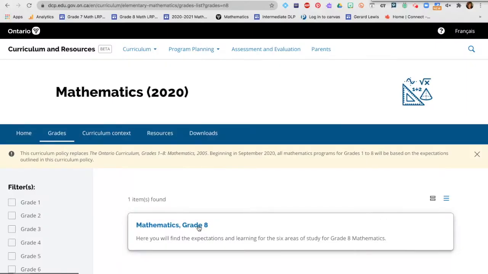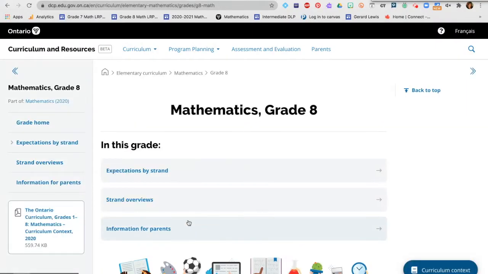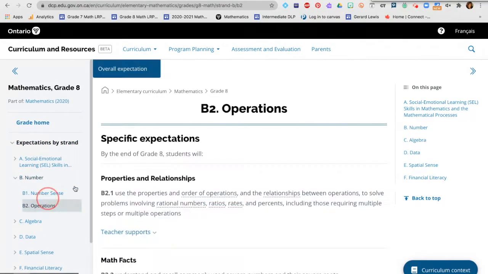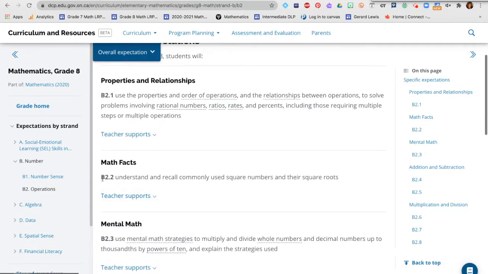In the new curriculum, every grade has a number strand specific expectation that is labeled as the math fact for that grade. For grade 8, that expectation is B2.2: Understand and recall commonly used square numbers and their square roots. This is an expectation where we want students to have fluent automaticity recall by the end of grade 8, so you will want to revisit this expectation regularly throughout the year.